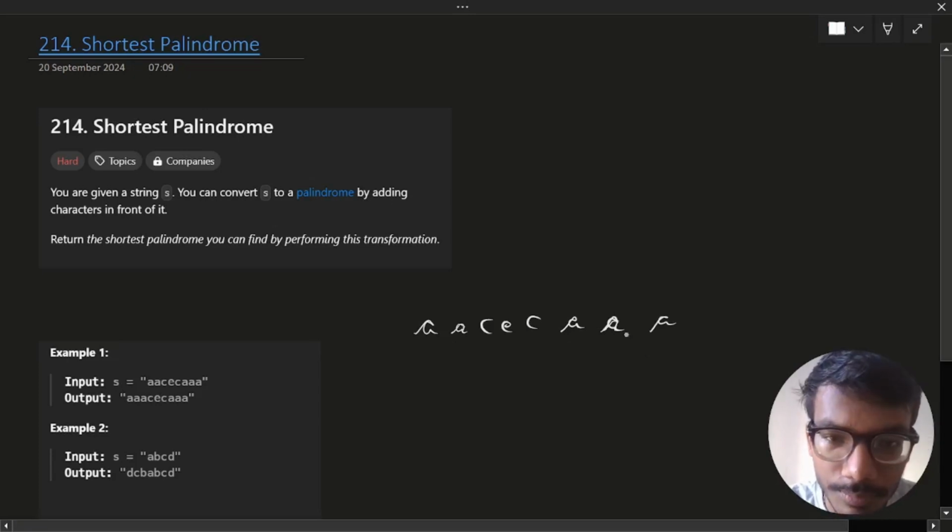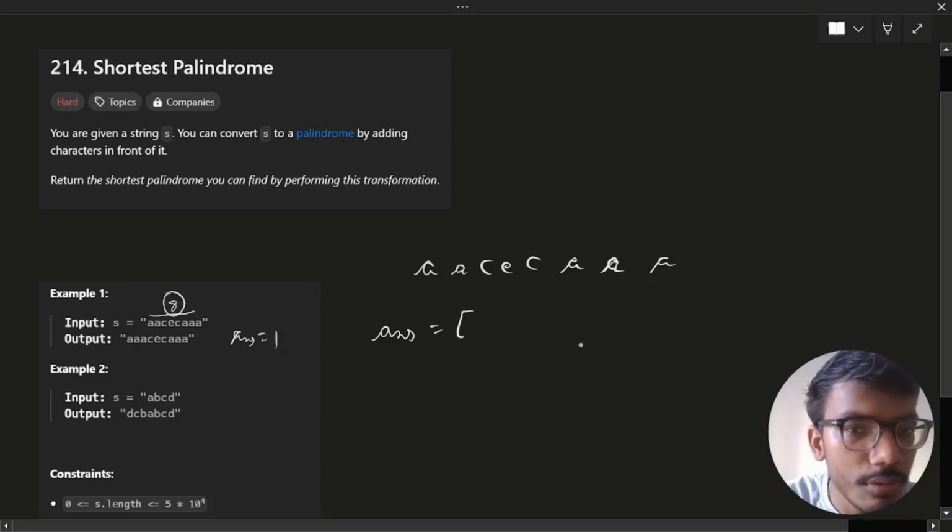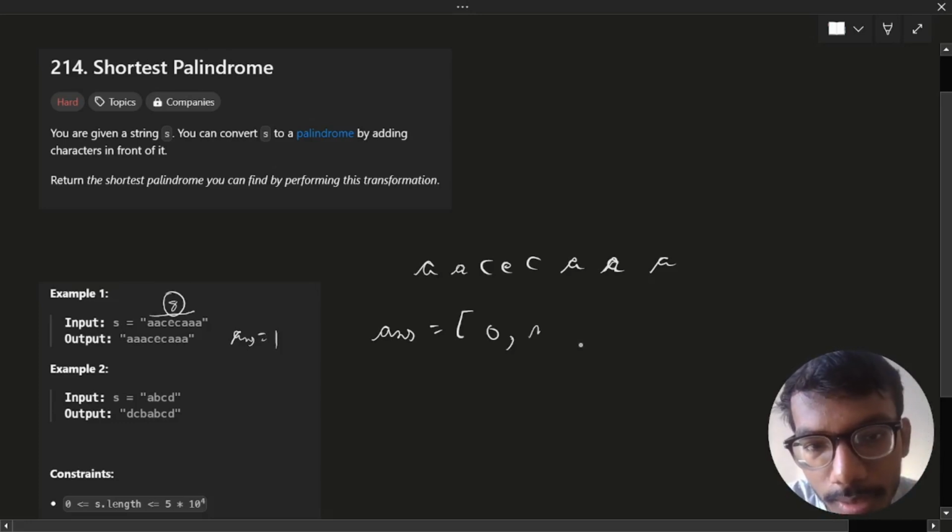What is the brute force that you can think of? For that, what is the range of our answer? Answer means the length. Here our answer is 1 and the length of the string is 8. So what is the possible range of our answer? It can be 0 to n minus 1.